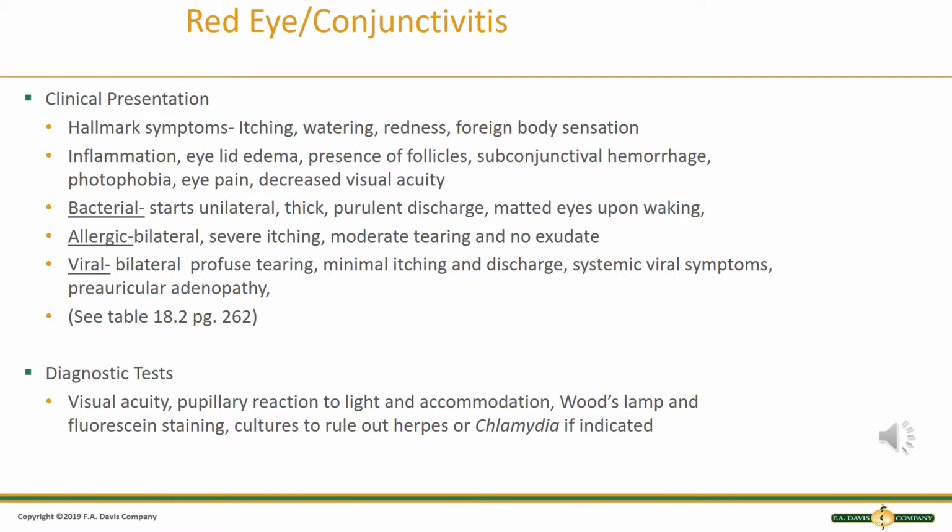For diagnostic testing, visual acuity always has to be done anytime there's an eye complaint. You want to check pupillary reaction to light and accommodation as well. You can use a Woods lamp with fluorescent staining if you think that there might be an abrasion or a foreign body. You can do a culture to rule out any kind of a herpes or a chlamydial infection if it's indicated by your history.